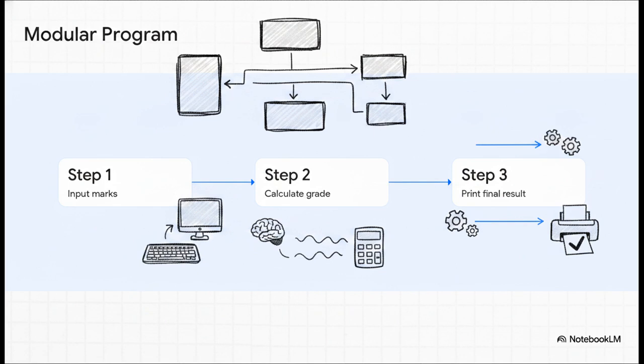Step 1 is handled by an input_marks function, whose only job is to get the number. Step 2 is handled by a grade function, which takes that number as an argument and returns the letter grade. Step 3 is just printing that final result. The beauty of this is, if the grading scale ever changes, you only have to fix the grade module. The rest of your program remains totally untouched and perfectly safe.